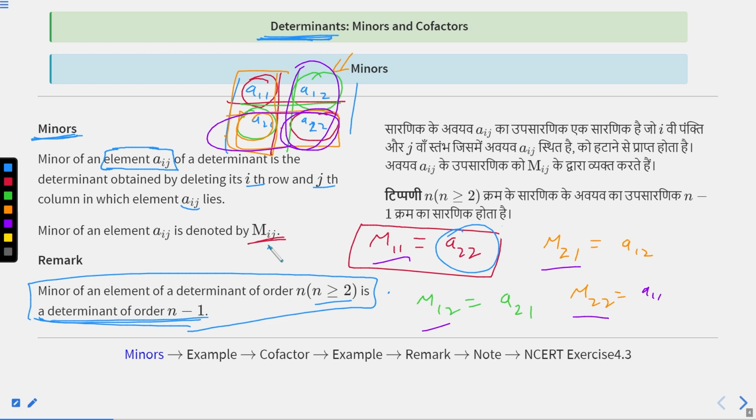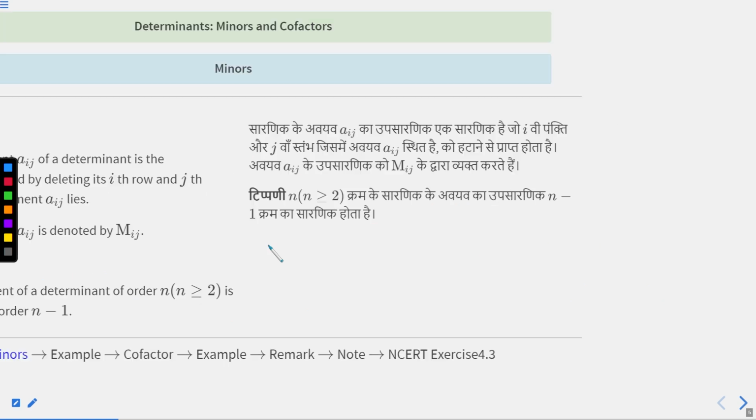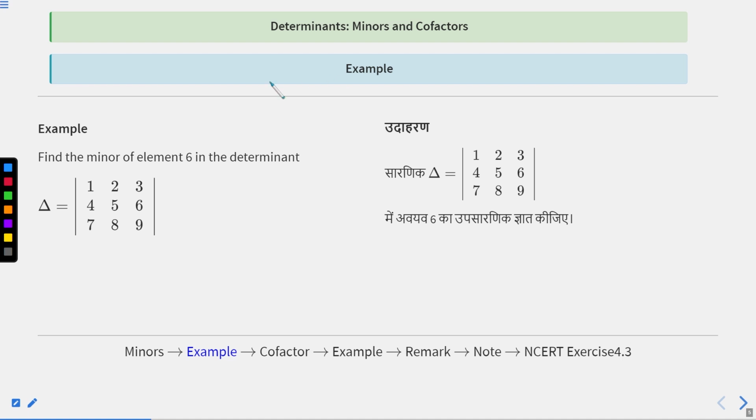Now let us move to the next slide and see an example. We have to find the minor of element 6. So where is our element 6? Here, in the determinant. The minor for this position is quite simple: eliminate this column and this row. This position is 2 3, second row, third column.